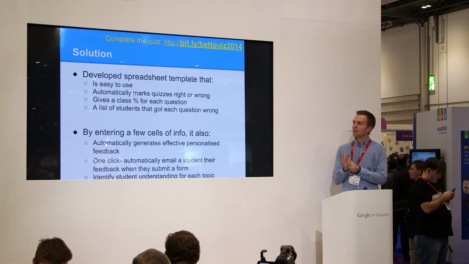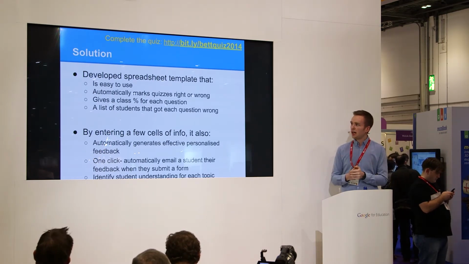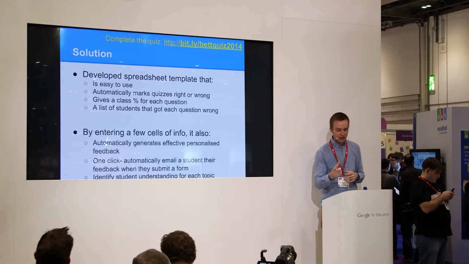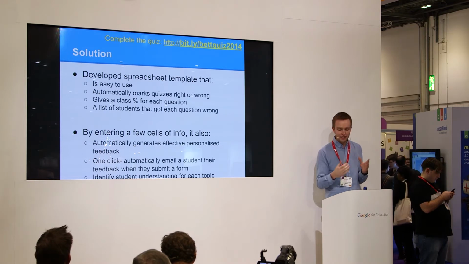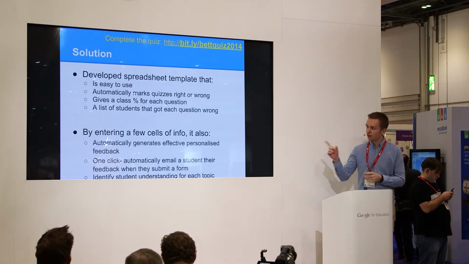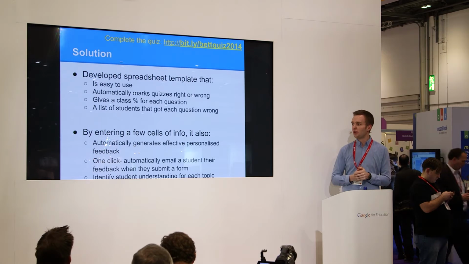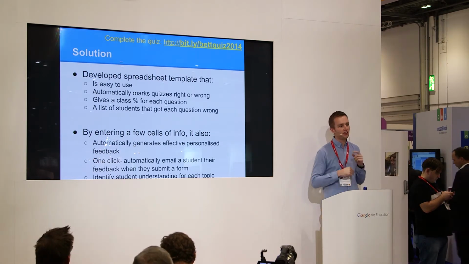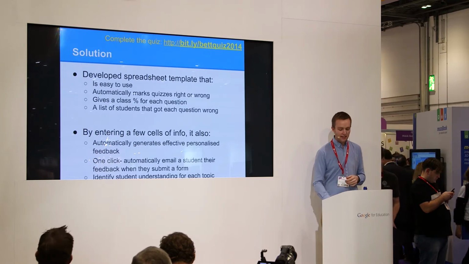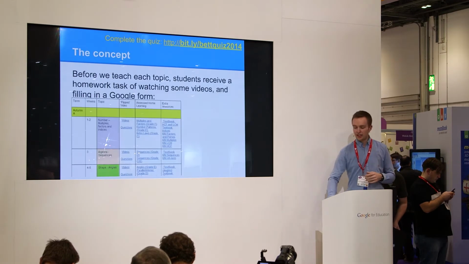What it does is it automatically marks quizzes right or wrong. It gives a class percentage for each question, and it gives a list of students that got each question wrong, so it's really useful for targeted intervention. And just by entering a few cells of information, it will also automatically generate personalized feedback. And with one click, you can send it to automatically email to students as they submit a form. So I'll explain how we do it.